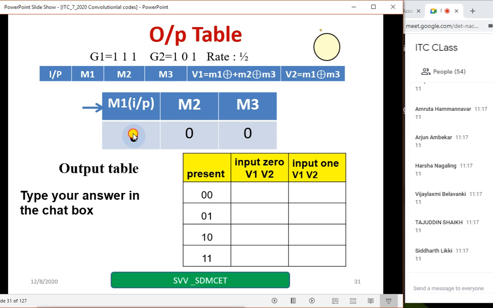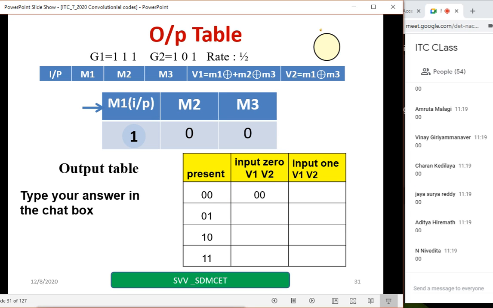So now input is 0, M2 is 0, M3 is 0. What are V1 and V2, the output? How to find out? V1 equal to add all, V2 equal to add first and last. Very good. All of you are typing the answer 0, 0.